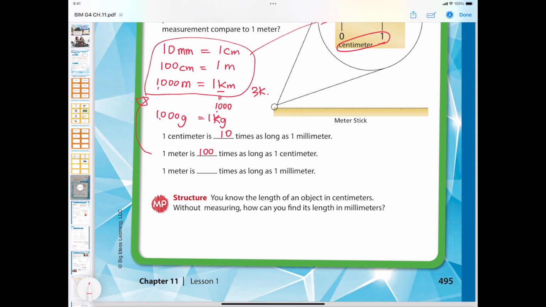And 1 meter is what? Yes, 1,000 times as long as 1 millimeter. And 1 kilometer, we can add 1 kilometer. A kilometer is equal to 1,000 times what? 1 meter.